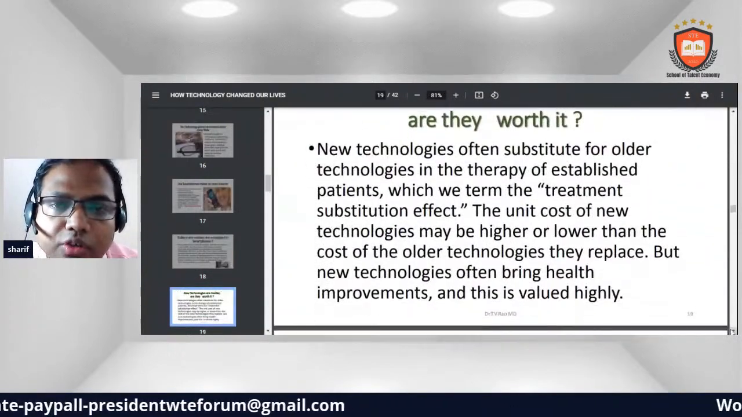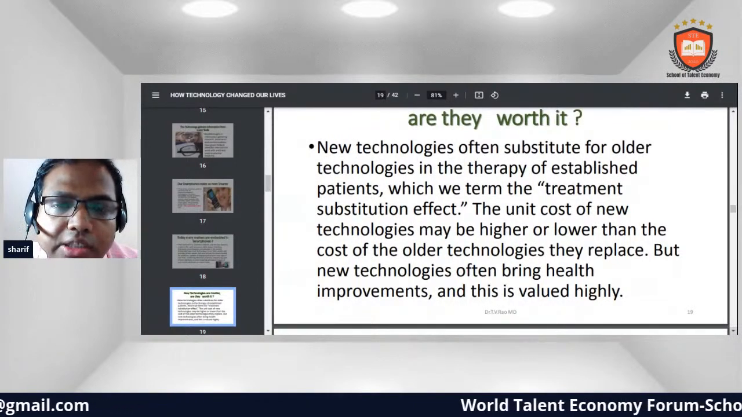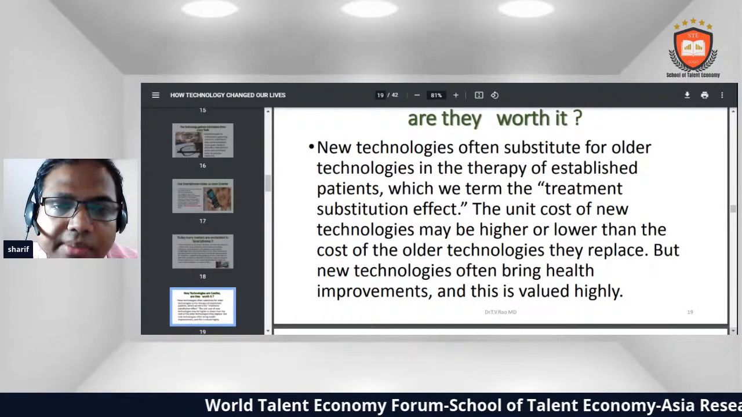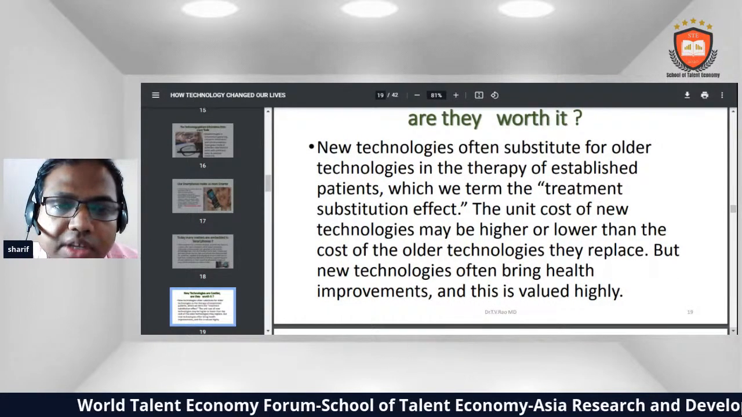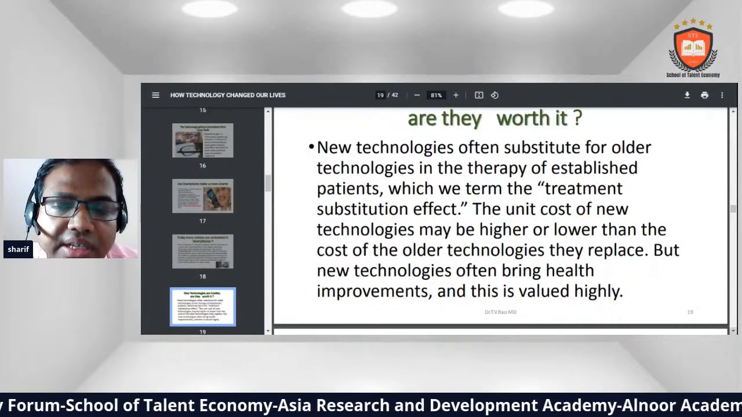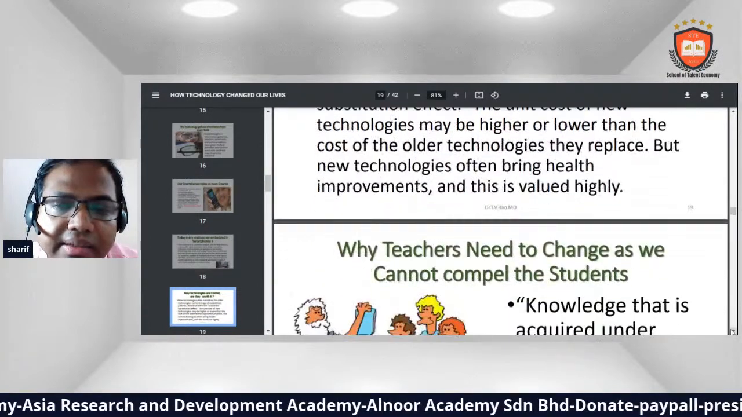New technologies are costlier, but are they worth it? New technologies often substitute for older technologies in the therapy of established patients, which we term the treatment substitute effect. The unit cost of the new technologies may be higher or lower than the cost of the older technologies they replace, but new technologies often bring health improvement, and this is a higher value.